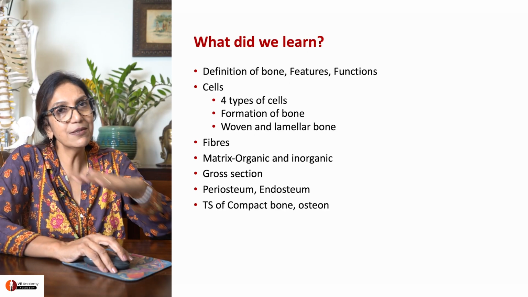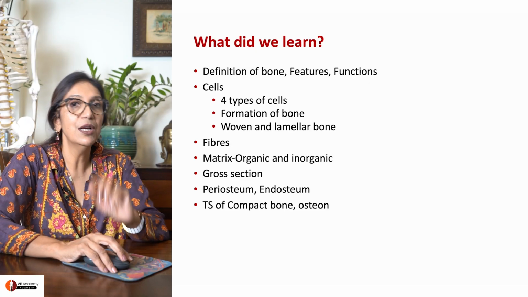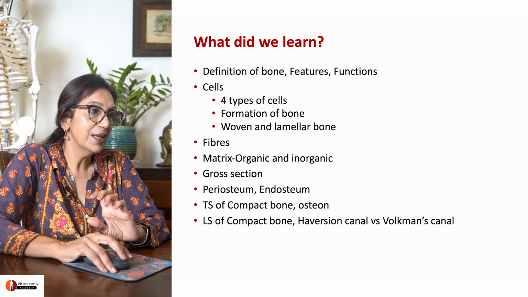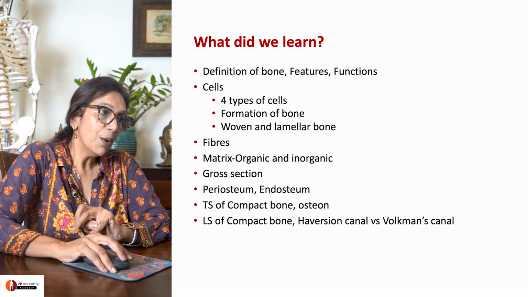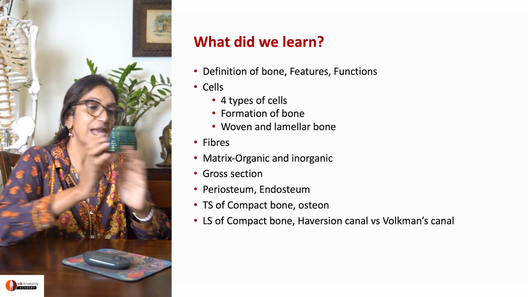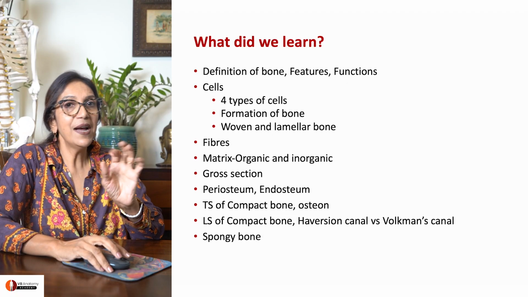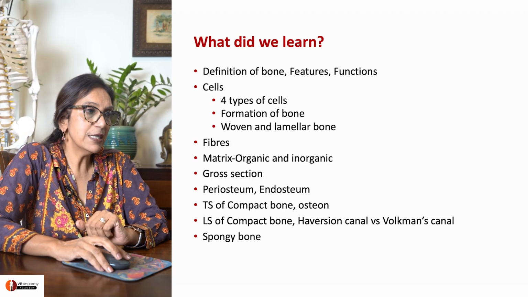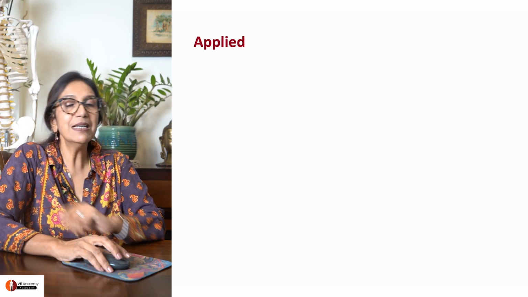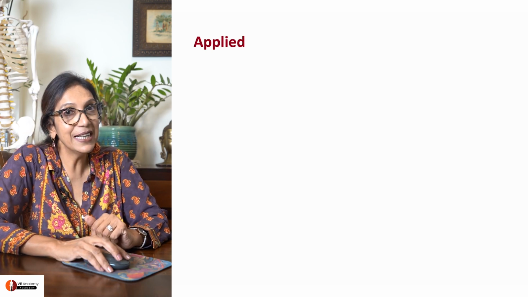Then we took a transverse section of compact bone, ground section to be precise, talked about osteon. Then we talked about compact bone and briefly touched upon differences between Haversian and Folkmans canals. Finally, we touched briefly upon what is spongy bone. So this is what bone is all about, but we still have applied anatomy left.